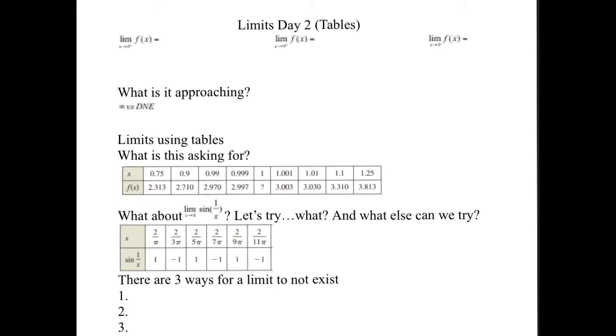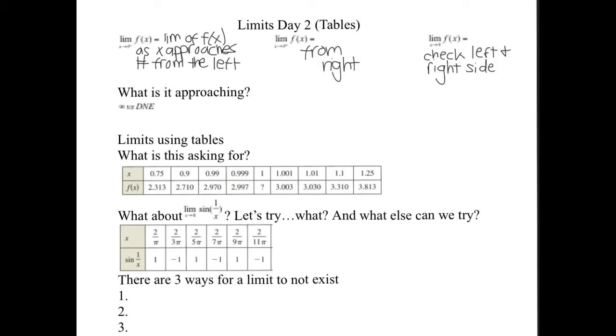So this first one is: what is the limit of f of x as x approaches a number from the left? Or you could say it as: what is the limit as x approaches a number from the left of f of x? The middle is: what's the limit of f of x as x approaches a number from the right? You could also say it the other way. And then the last one is: what is the limit of f of x as x approaches a number? It doesn't tell you what side, so you have to check both the left and the right side.